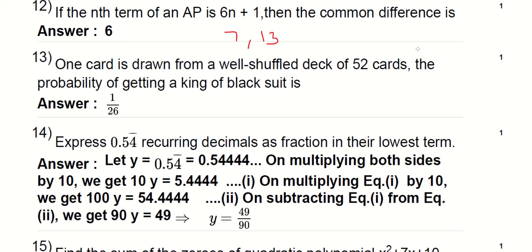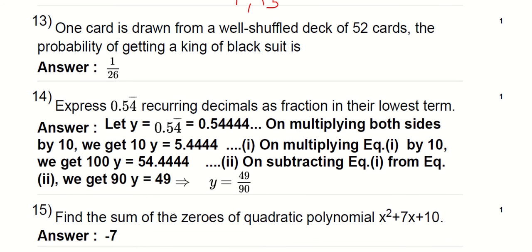One card is drawn from a well-shuffled pack of 52 cards. What is the probability of getting a black king? There are 52 cards in total, and each suit has 13: diamond 13, heart 13, clubs 13, and clovers 13. Clubs and clovers are the black cards, and the other two are red, so there are 26 black cards. Only kings are asked, and there are 2 black kings, so 2 by 52, which is 1 by 26.